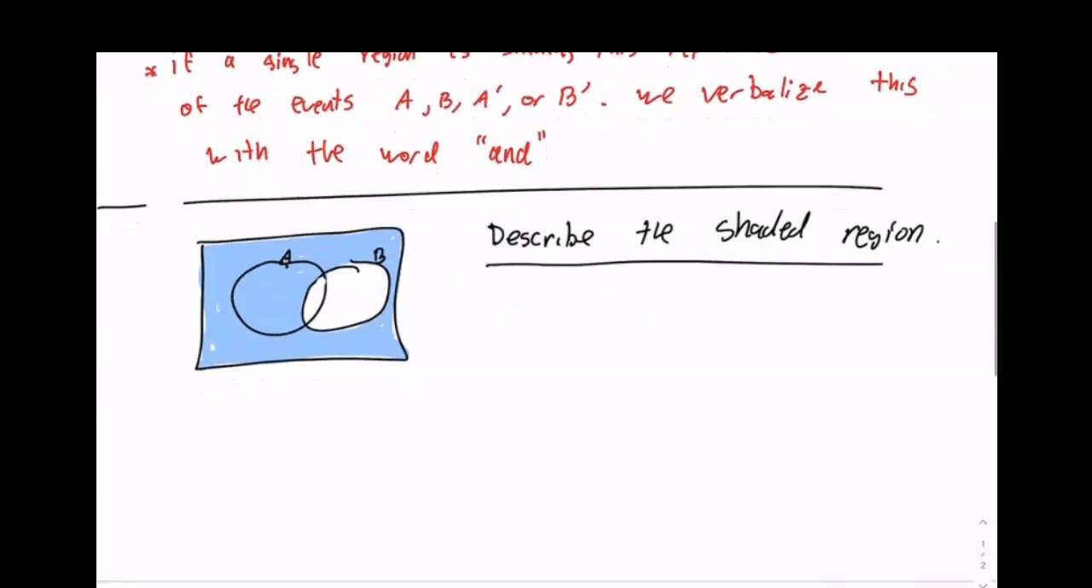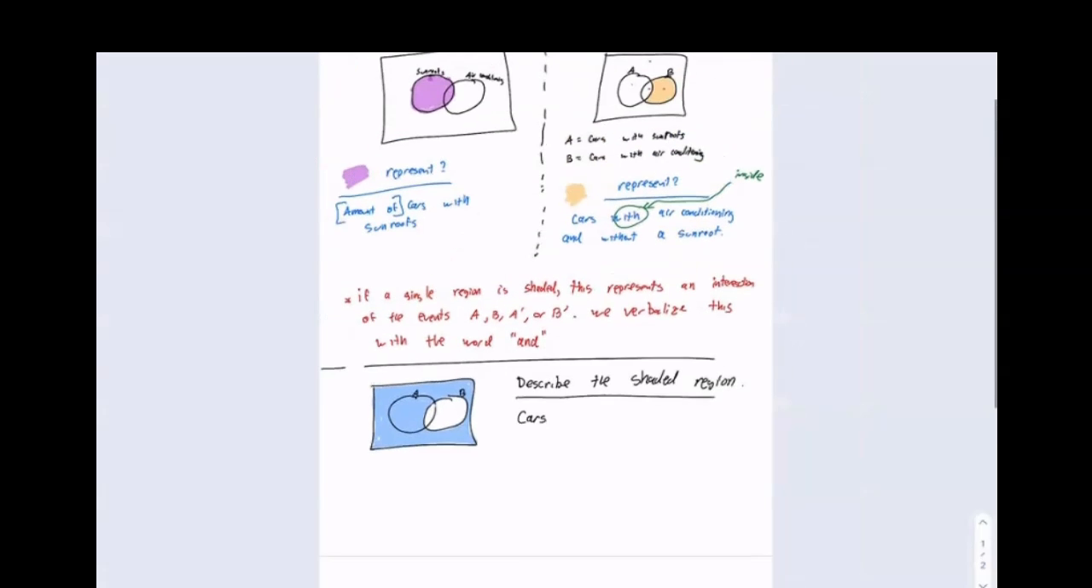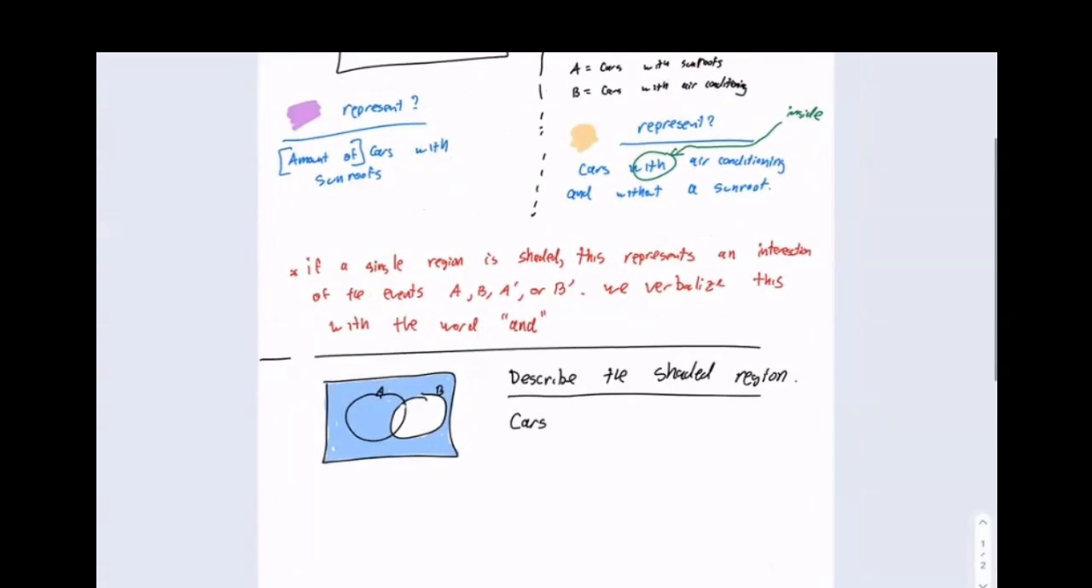So what does this shaded region represent? Cars with air conditioning? No, without. Why? I don't know. Okay, well, I need you to know first. I don't want to just keep guessing. Cars with sunroofs? No, with sunroofs is A. We just said A does not matter.